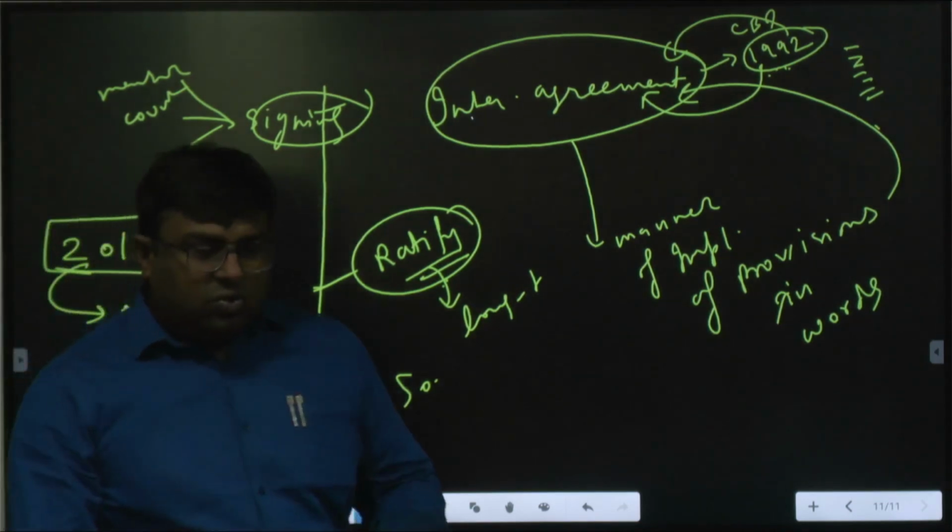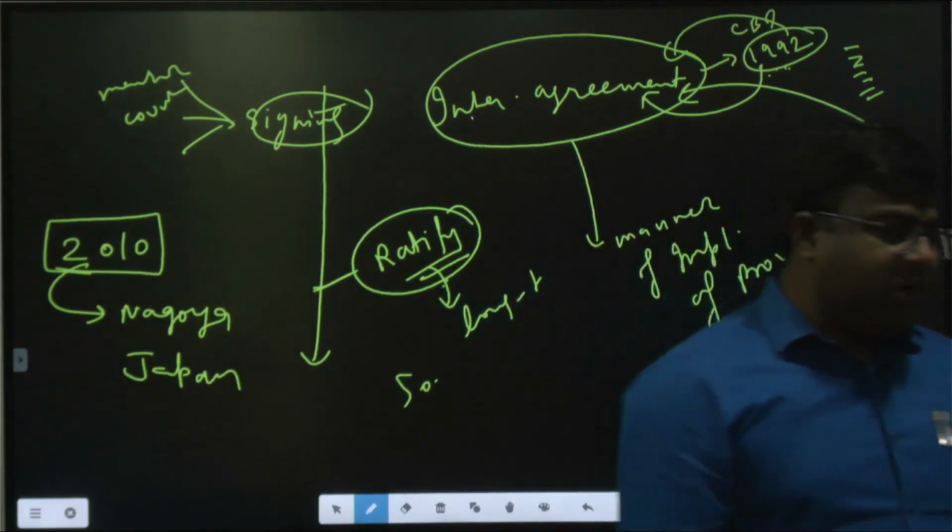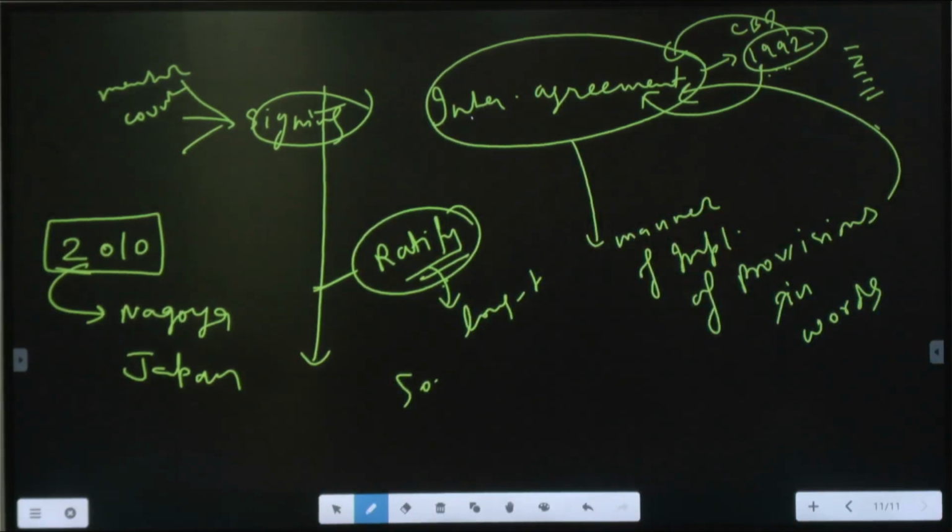So in order to ensure the implementation of the second goal of CBD, which talks about equal distribution of benefits, in this Nagoya COP of CBD, which was organized in 2010, one protocol was finalized, and that protocol is very popular these days. The name of that protocol is Nagoya Protocol.